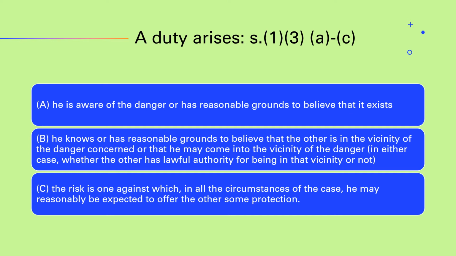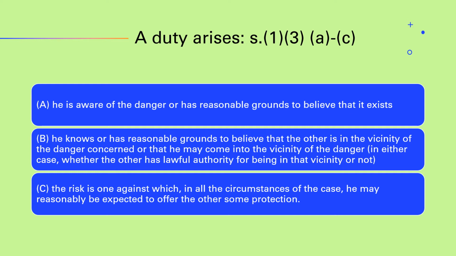Again, look closely in your scenario to consider, would that occupier know people are around? So this might be worded as such: he knows there are people using his barn, or there is CCTV footage of youths trespassing. These kinds of things will be used to guide you, but you need to make sure we apply that carefully. And finally, the risk is one against which, in all the circumstances of the case, he may reasonably be expected to offer the trespasser some protection.